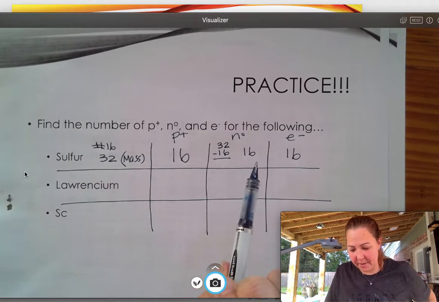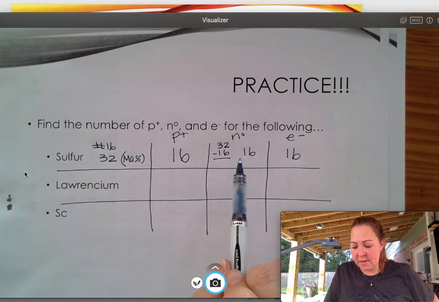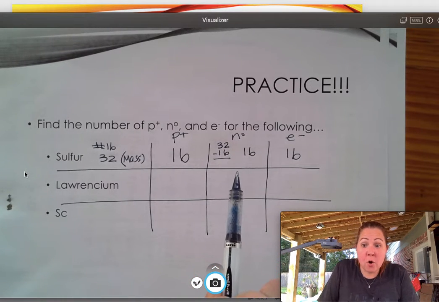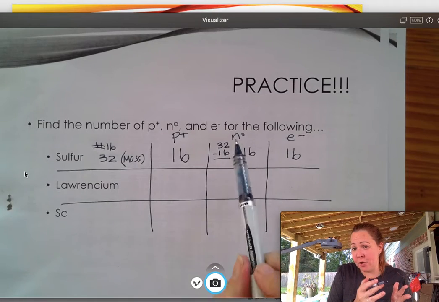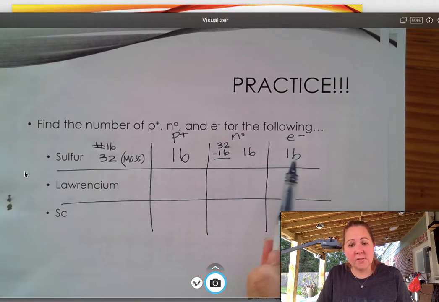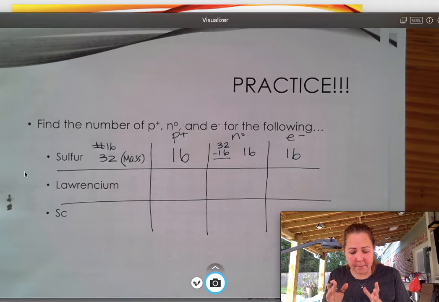That doesn't always happen. Now with your number of neutrons here, it does have to be a whole number. You cannot have 0.02 of a neutron. You either have a neutron there or you don't. So when you have all your answers here, it's always going to be a whole number.